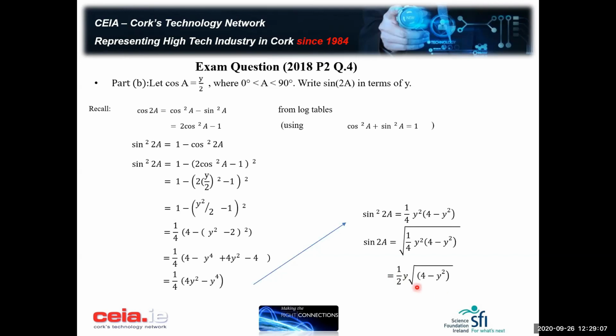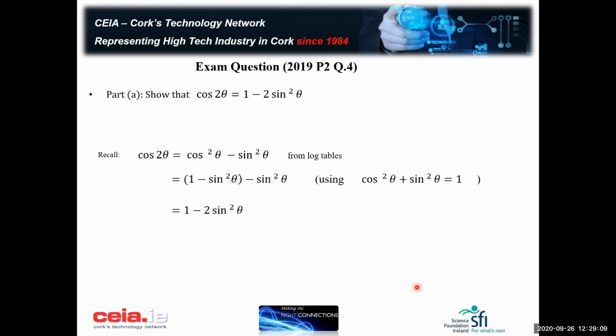Okay, and very quickly, 2019, there's a very simple identity to show there. Take this from your log tables: cos 2 theta is cos squared minus sine squared, and use cos squared plus sine squared equals 1 to replace the cosine squared by 1 minus sine squared, and you get your desired result.